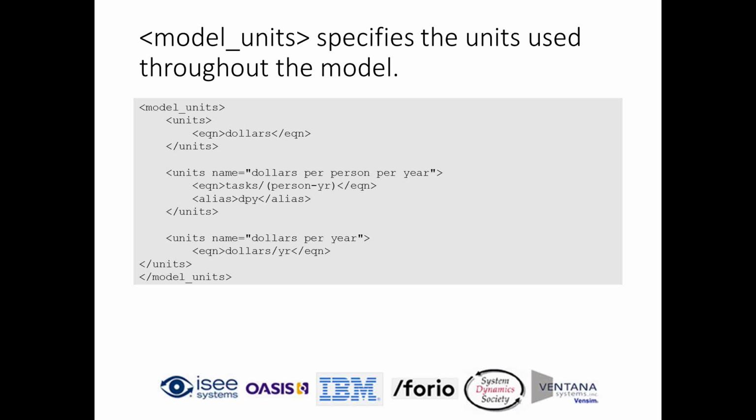A couple of other quick things. Model units: it specifies units, and units can be combined in equations. This is optional. You don't need to specify a unit that's by itself, like dollars. But what's very useful is to be able to say dollars per person per year and then define an alias. Then in your variable, you can refer to the units either with the full name or with the alias, dollars per person per year, DPY.